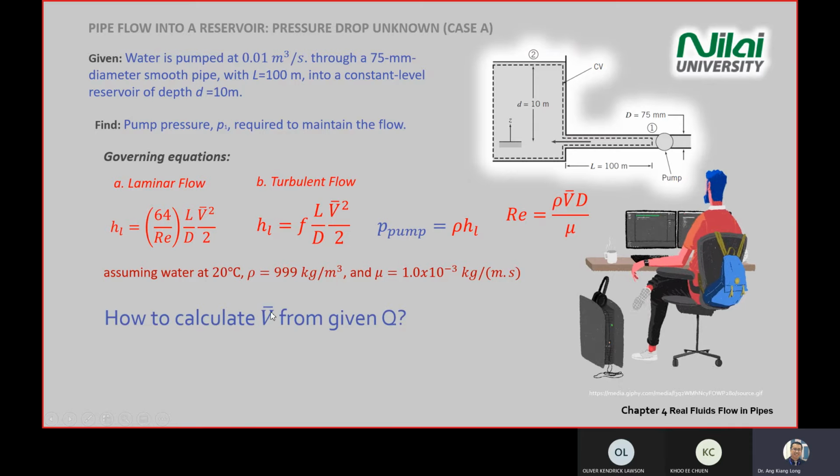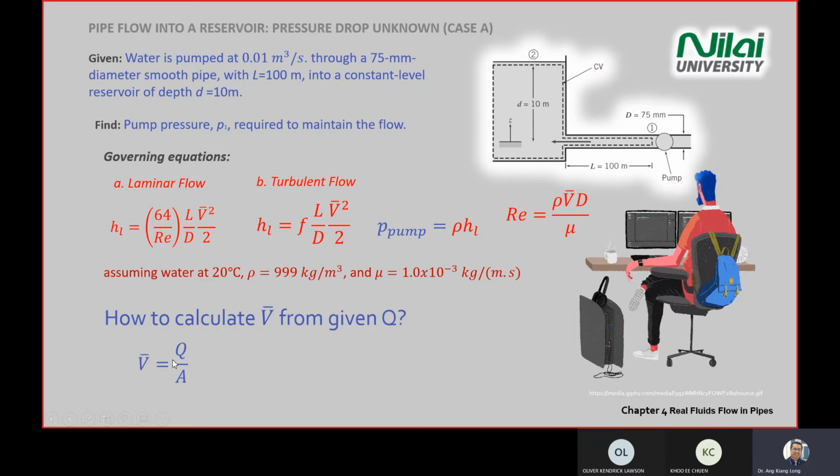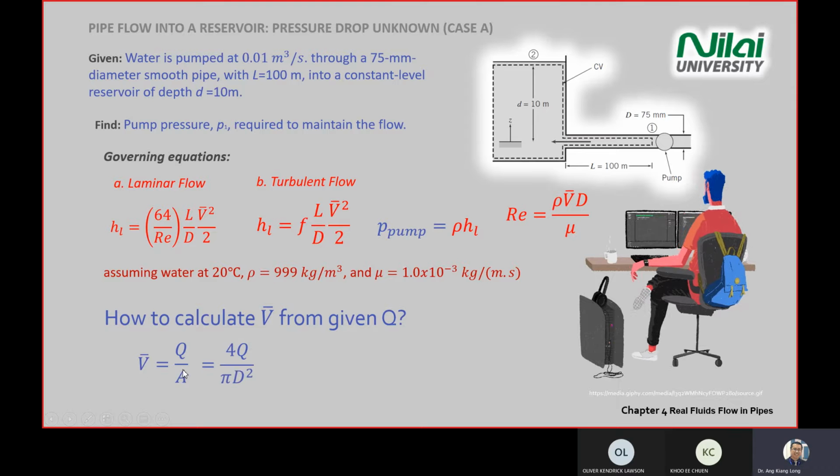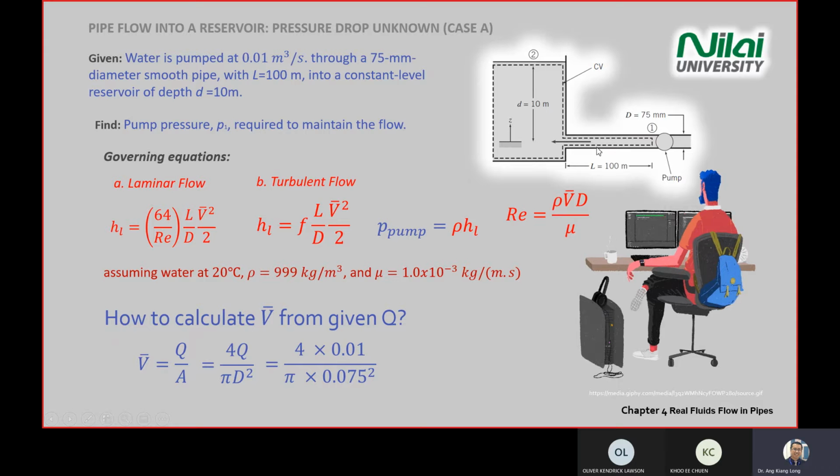So how do we calculate the average velocity from the Q? Q equals VA. You rearrange the equation. You are given the Q value. A here is based on the diameter, so pi D squared over 4. You see this one is through this smooth pipe here, 0.75 meter. So you use the diameter of the small pipe. Okay, the diameter of the small pipe. You change everything to SI units.